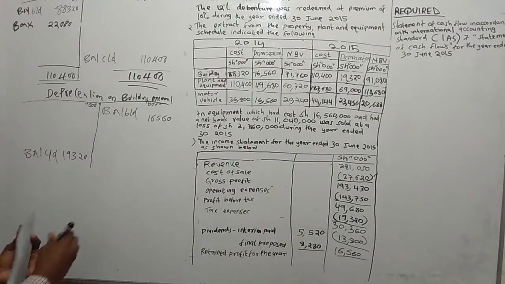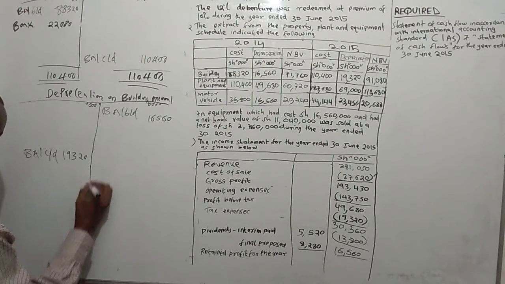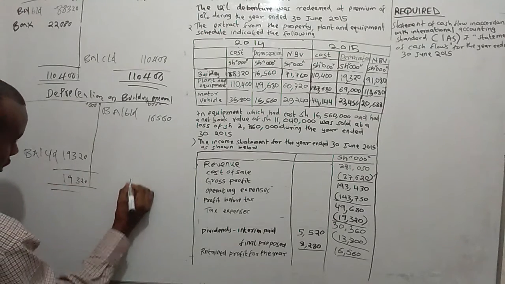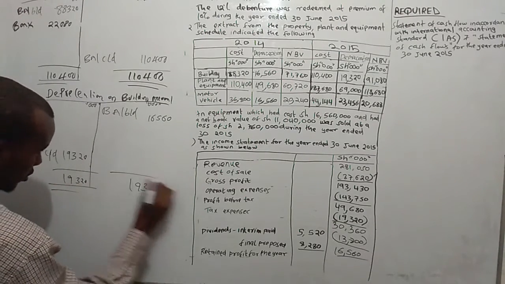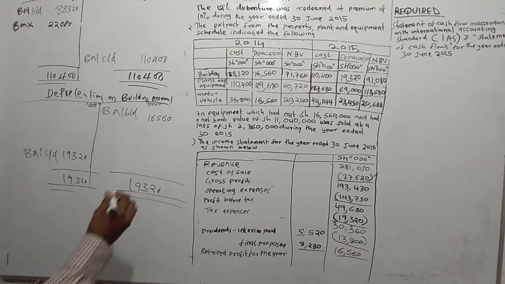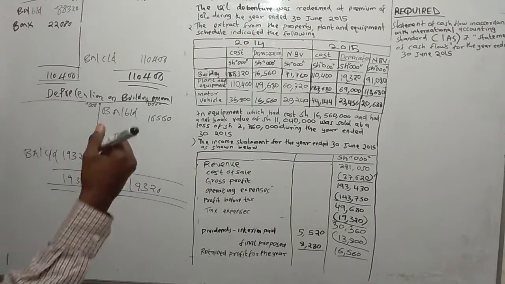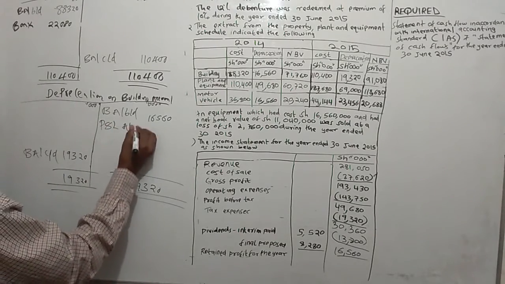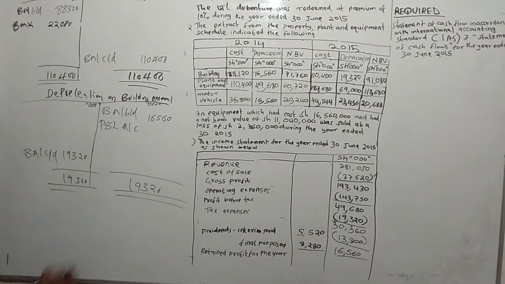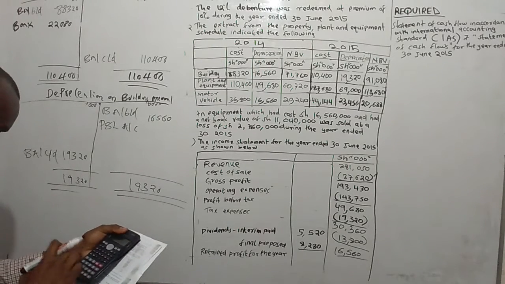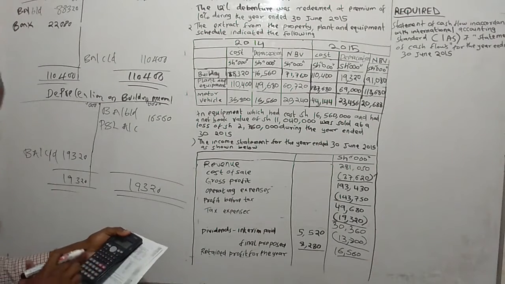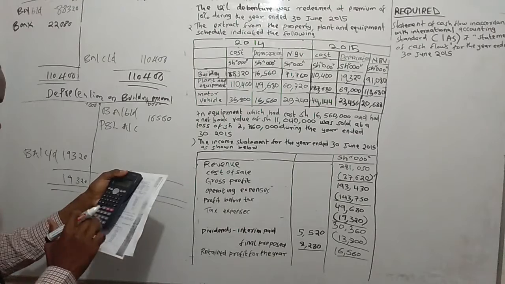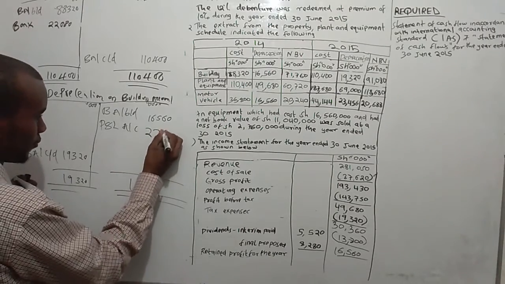Therefore, we are going to balance the building account. So this side is more, 19,320. This means the difference is what we will charge in the income statement. So we say here profit and loss account, P and L account, that is the income statement. How much? 19,320 subtract 16,560. I'm getting 2,760.